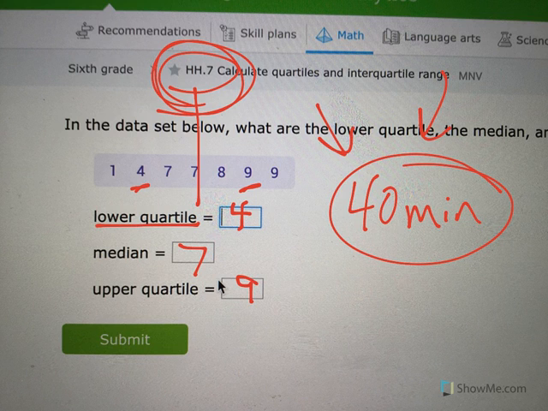I think you're really going to like this, because you're going to get to a point where you're really fast and it's going to be really easy. And then tomorrow we'll do box and whisker charts.